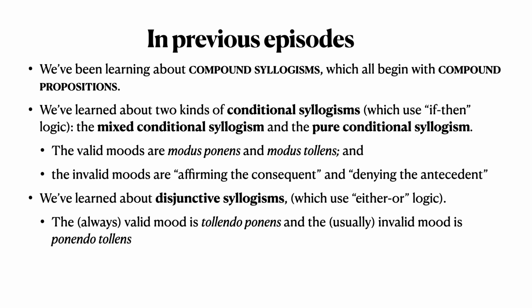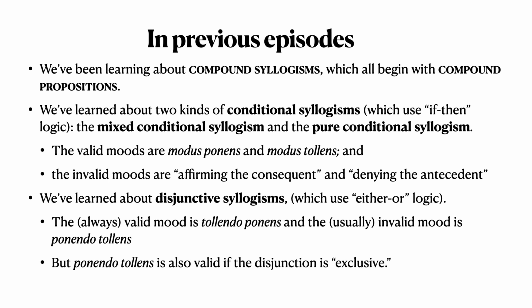You've got something that says either P or Q, either A or B. Well, if you can rule out one of them, you know the other one must be true because your statement told you that one of them would be true. So if you can take one away and leave only one that could be the true one, that's your winner. It's usually invalid to work the other way with ponendo tollens, but ponendo tollens is also valid if the disjunction is exclusive. What do we mean by exclusive? We mean that it excludes the possibility that both could be true. If you can exclude that possibility, then ponendo tollens works just as well.